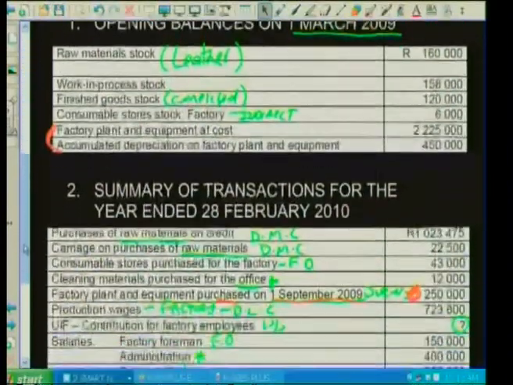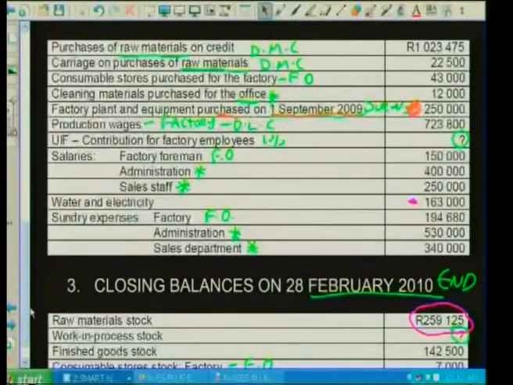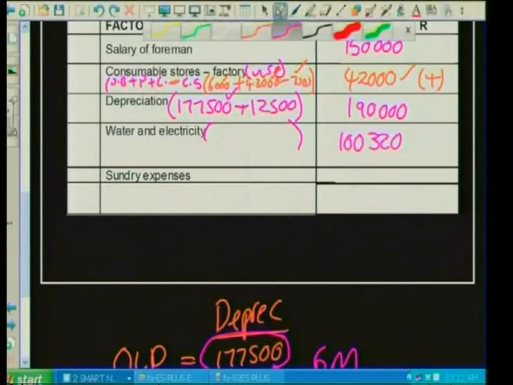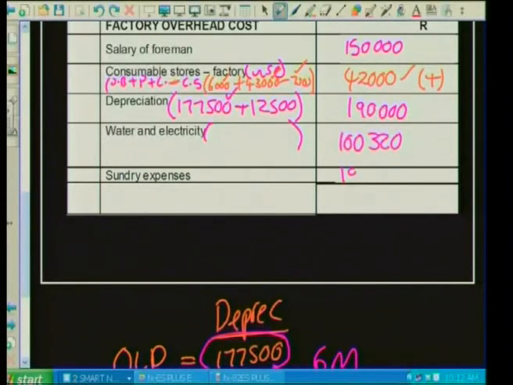Right, very last item that's going to fall under factory overhead cost is my sundry expenses. And I think this was very straightforward. Let's go to your summary of transactions. You've got sundry expenses for the factory, an amount of 194,680. So this amount here, people. All I'm doing is taking this amount through because there was no adjustment or additional information. So let's take it through. My sundry expenses, an amount of 194,680.